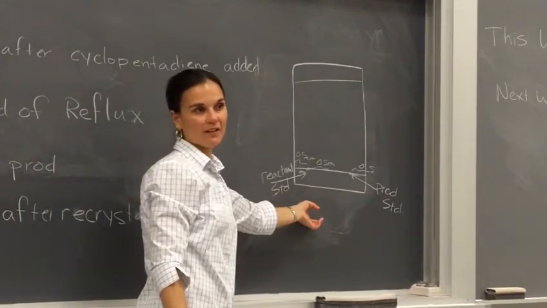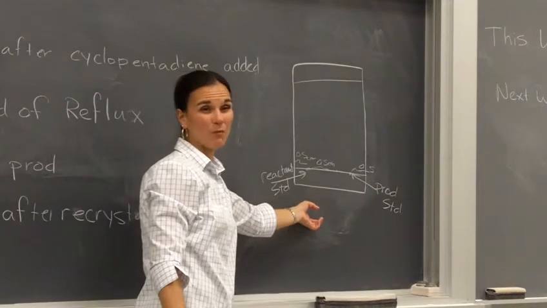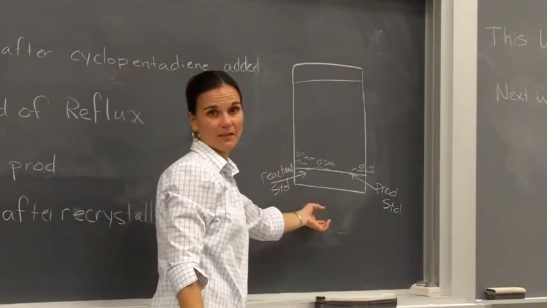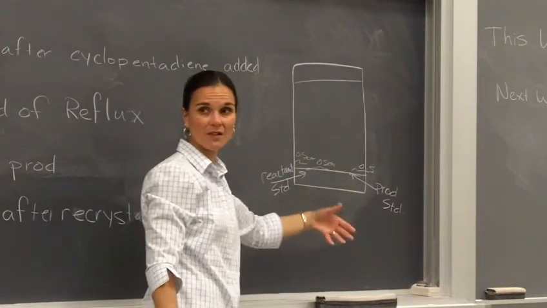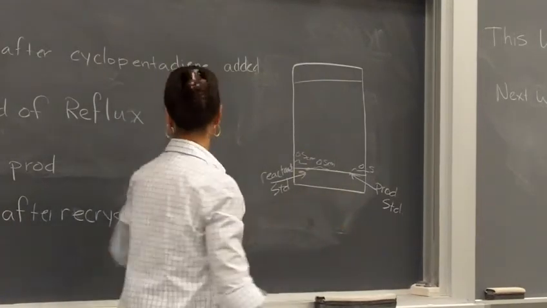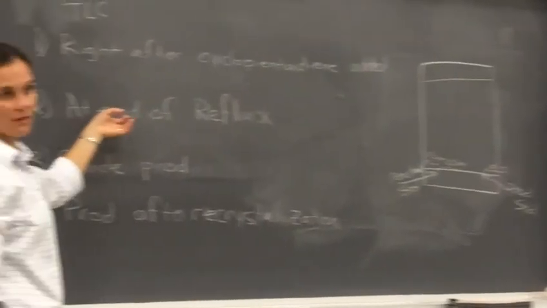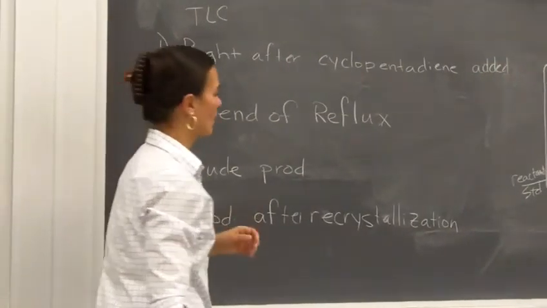Another trick is before you put it in the developing chamber, check and see what it looks like under the UV light, okay? See if you need to add more of the standards, or see if you've got enough spotted on there to be able to see what's going on. Because once it's developed, you can't really go back, especially when you're doing these checkpoints of your reaction. So look at it under the UV light, okay?